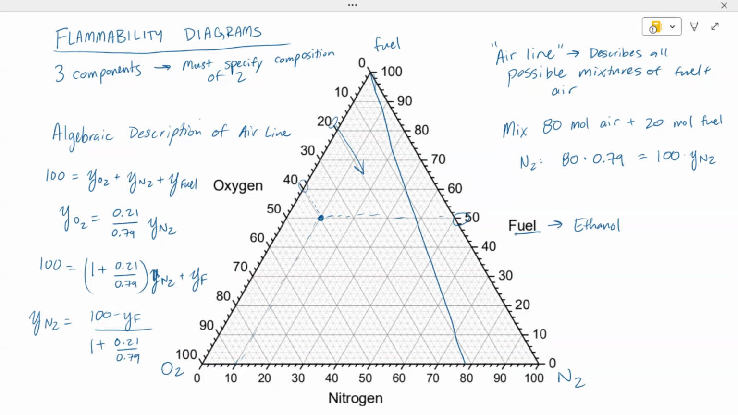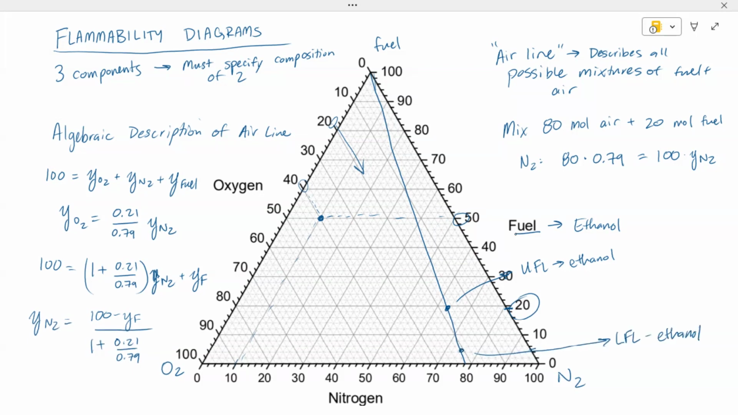So for ethanol, it happens to be the UFL is 19%. So I could find 19 on the fuel axis, just below 20 there, and plot it. This is the UFL for ethanol. And the LFL is 4.3%. So about halfway, a little bit less than halfway between 0 and 10. This is the LFL.